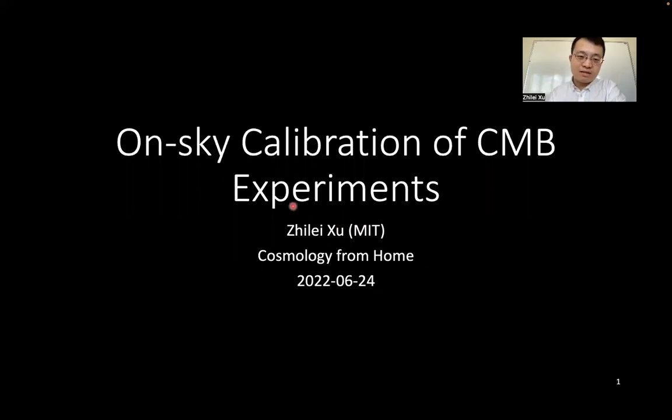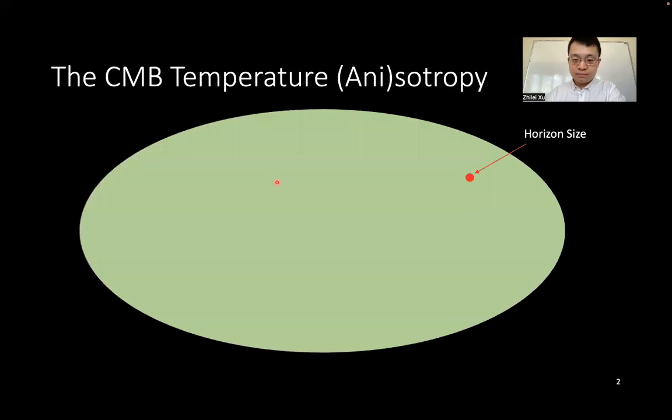The topic of my talk here is the on-sky calibration of CMB experiments. So CMB, since it was discovered in 1965, was a great discovery for physics and even for science. When it was discovered, Penzias and Wilson measured the temperature of the CMB across the sky. They found that it's isotropic.